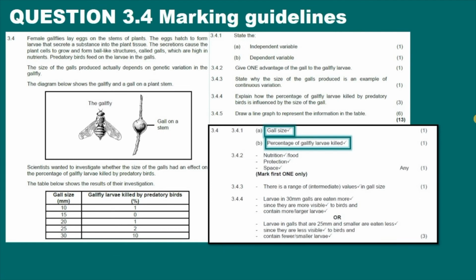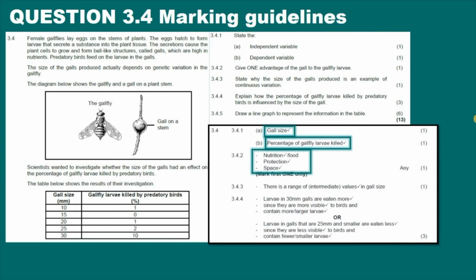Then they ask you to give one advantage of the gall to the larva. It is nutritious, it is there for protection, and it provides space. So it's basically a habitat, a little space for them to feel safe and to feed on.